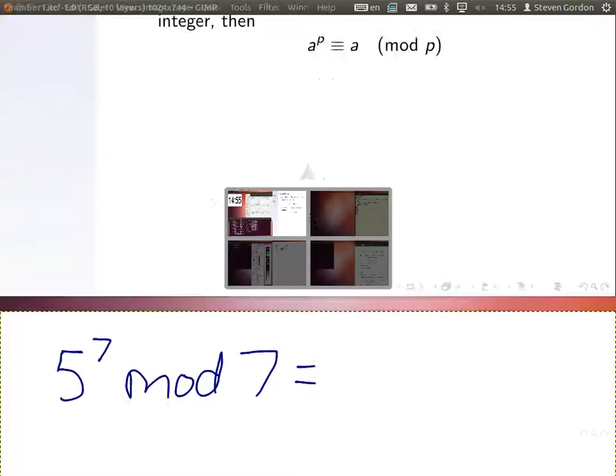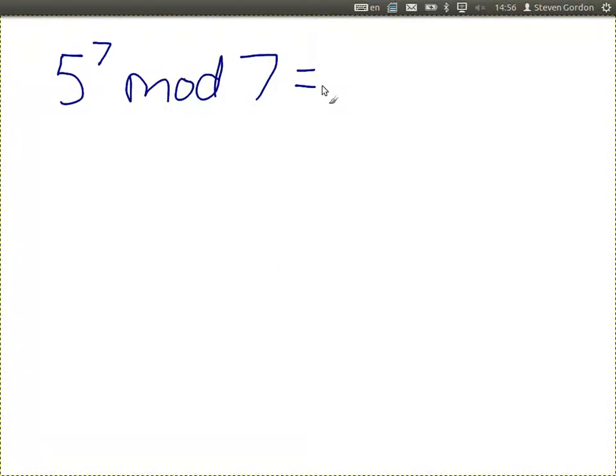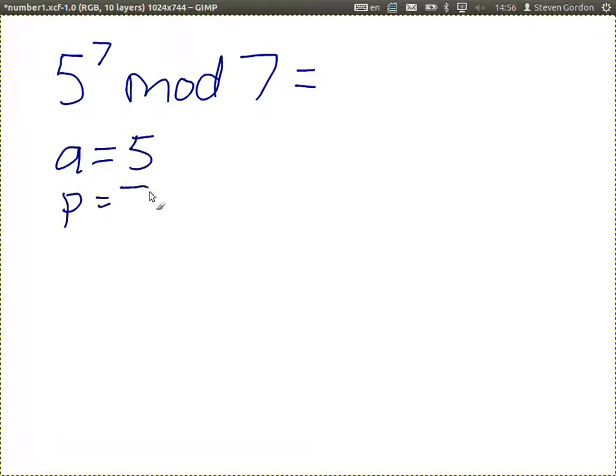So let's look at Fermat's theorem, which says, in the second case, if p is a prime number, then some integer to the power of that prime number mod that prime number is simply that integer. A to the power of p mod p equals a. A to the power of p is equivalent to a when we're using mod p as the arithmetic. And that's what we have in our example. We have a equal to 5, p equal to 7.